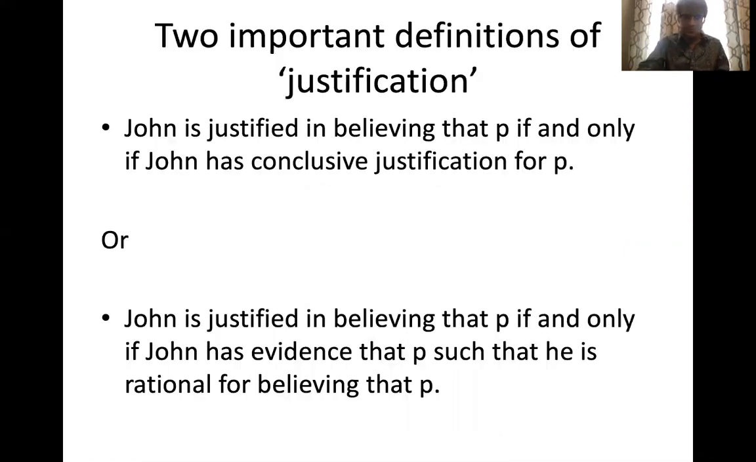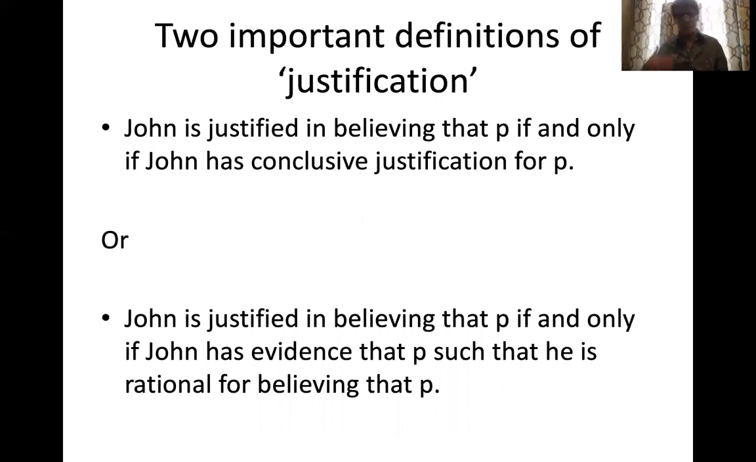First, let's talk about two different definitions of justification. First, we might say that John is justified in believing that P if and only if John has conclusive justification for believing P. We're going to be talking more about conclusive justification in just a moment. But the idea here is that it's like certainty. If you have conclusive justification for something, that means you have to be absolutely certain about it. It can't be wrong, is another way to put it.